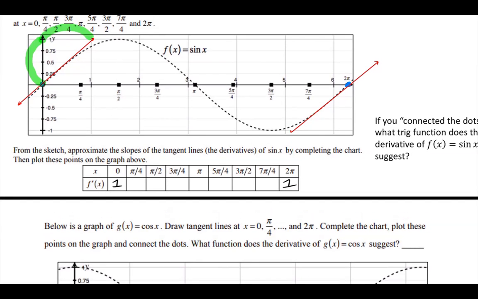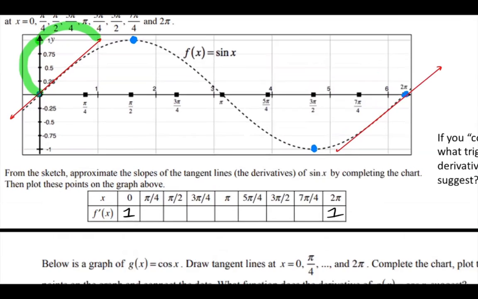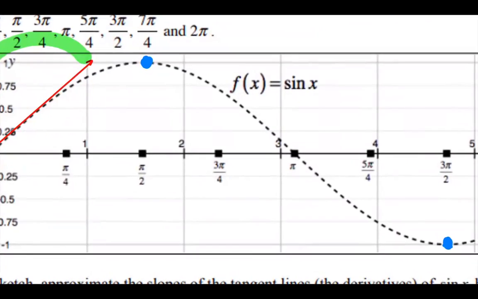Let's see here. Pi divided by 2 is right there. 3 pi divided by 2 is right there. So let's draw another red line to see if it's like that. Yep, that looks pretty good right there.